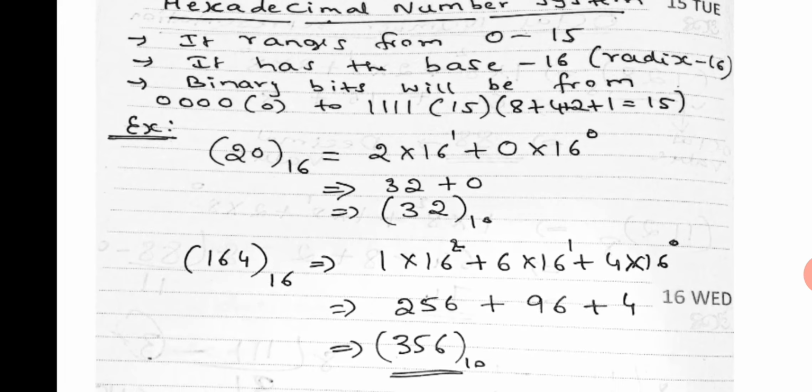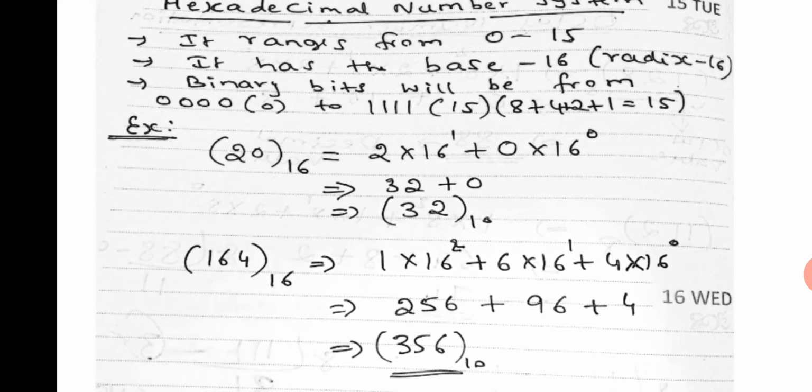Why is it 1? Any number to the power 0 is 1. Okay. 4 plus, what is 6 into 16 to the power 1? It is nothing but 6 into 16. 6 into 16 is 96. Okay. Plus, what is 16 to the power 2? It is 256. So 1 into 256 is 256.